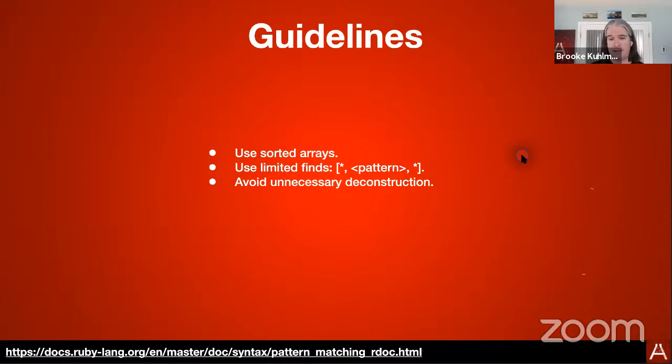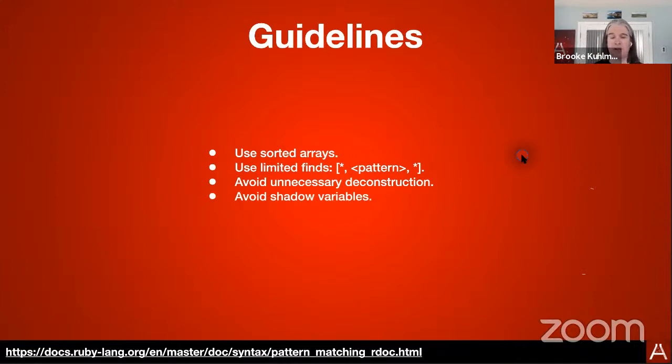Also, avoid unnecessary deconstruction if you can. So like I was saying, when you have your custom classes, right, and you want to make them so that they're pattern matchable, you add the deconstruct and the deconstruct keys to those objects, right? But don't add them unless you absolutely need them. So wait until you actually have a need to do pattern matching, then add it in. Don't design it up front in hopes that you might use it, because it's just wasted code.